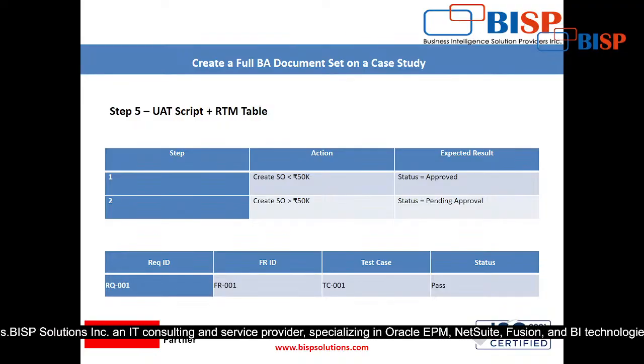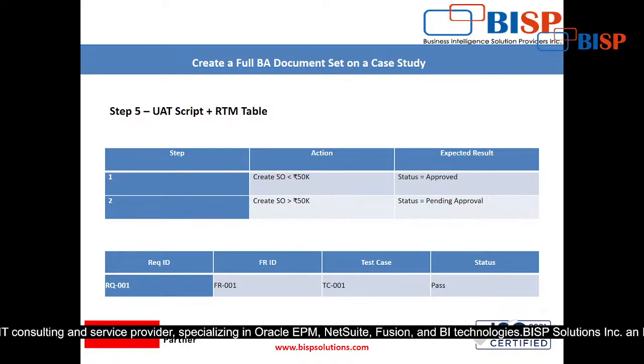So here is the UAT and RTM table. It shows what the requirement ID is, and related to this, what the functional requirement ID was. That means what they wanted, what the functioning of what they wanted was, what test case you applied for that functional requirement, and now what the status is, whether it's a pass. Yes, now it's a pass. So this is how the complete process takes place, right? Again I am iterating it.